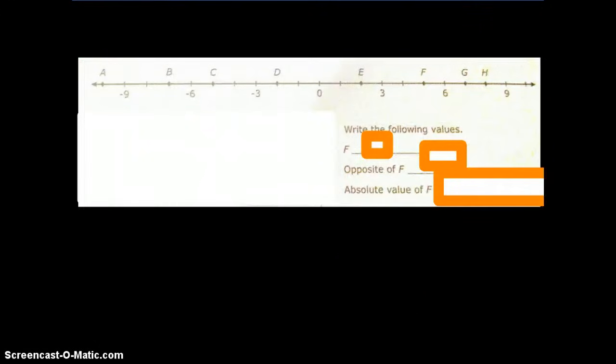Okay, so let's answer a couple of questions using this number line. It says write the following values. The first thing it wants us to do is find the value of F. I'm looking at this number line and I see 0 and then a line at 3, 6, 9. So it looks like the lines in between that aren't labeled are going by ones. So we've got 0, 1, 2, 3, 4, and 5. So the value of the point F is going to be 5.